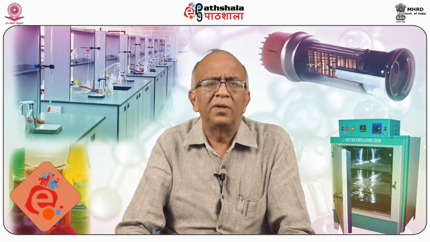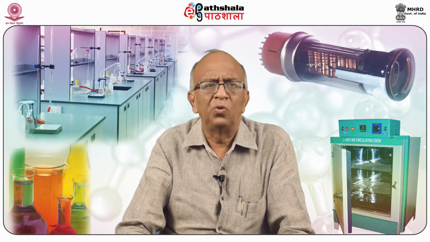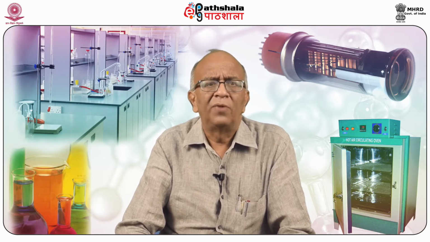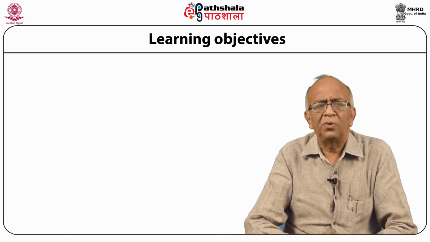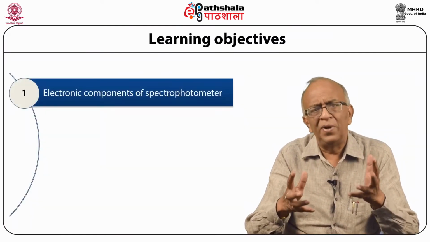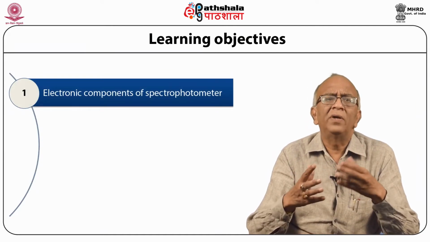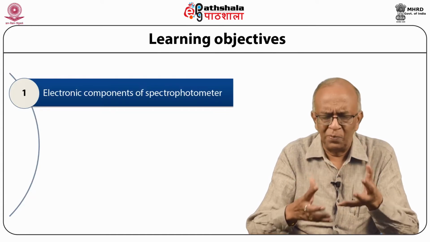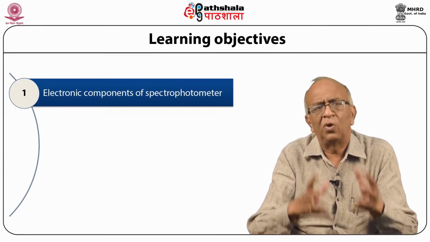Today we shall study Instruments for Analysis Part 2 under the paper Fundamentals of Analytical Chemistry. The learning objective of this lecture is the different components which are used in the instrument known as a spectrophotometer for the measurement of emission or absorption.